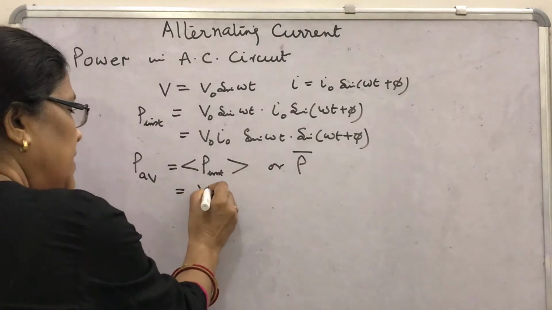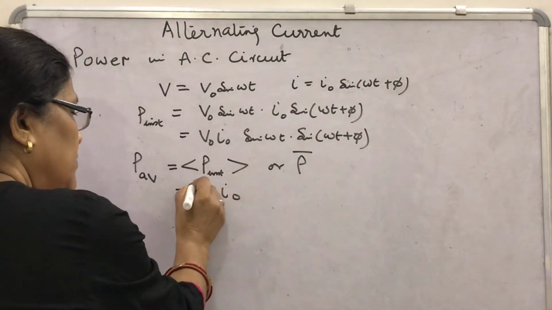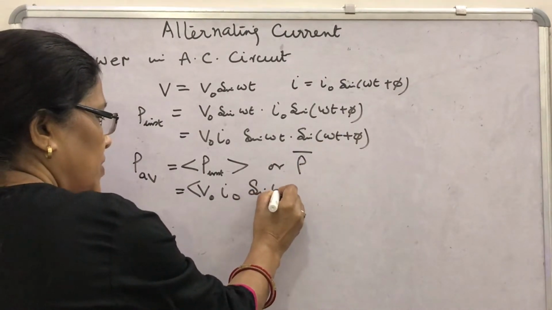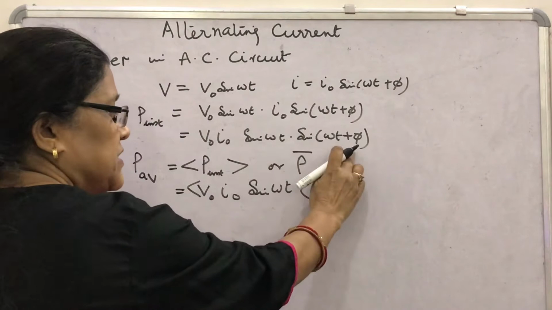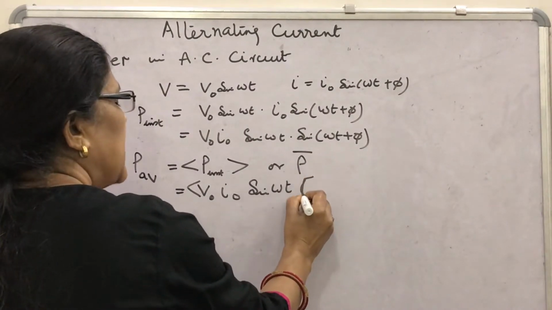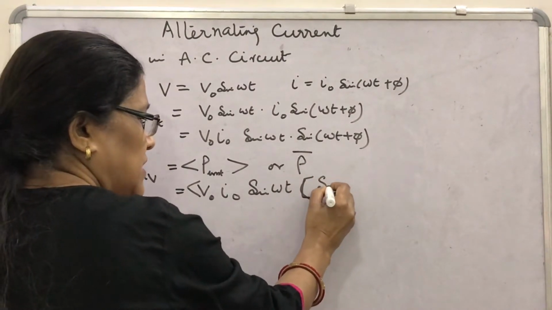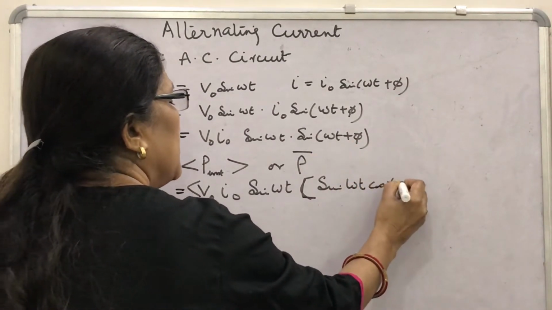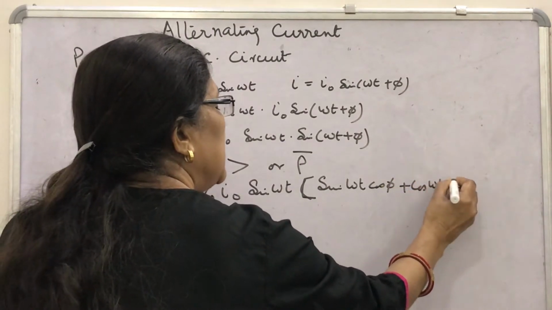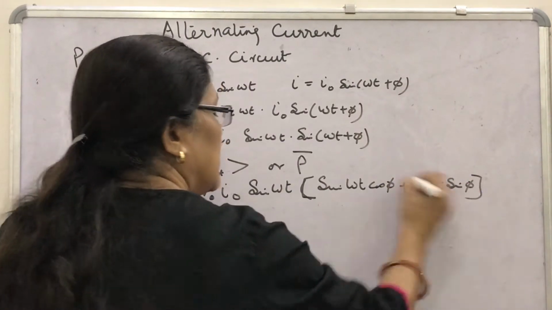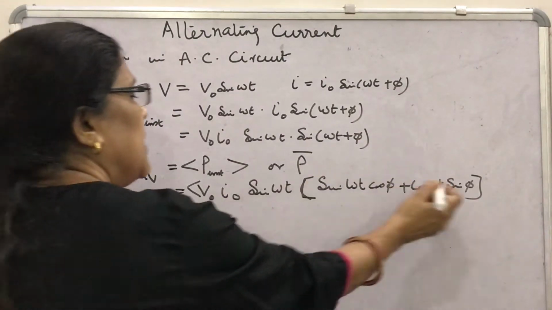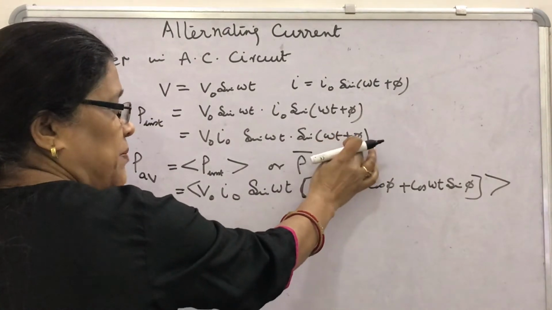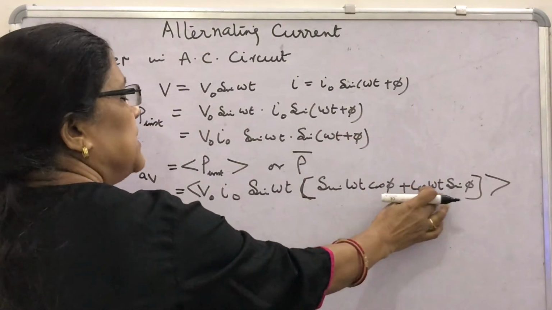So what will you write here? This is V naught I naught within bracket and sin omega t. You write here, what is this expression? It says sin A plus B. If you learn the relation, then what is sin A plus B? Sin omega t cos phi plus cos omega t sin phi. So in this way this bracket is opened with the help of formula sin A plus B, sin A cos B plus cos A sin B.